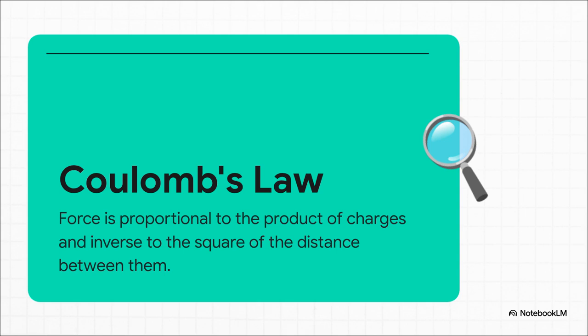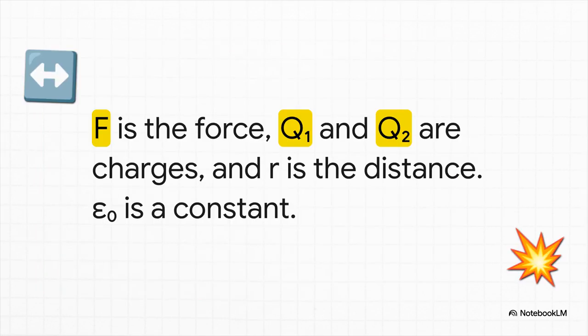It tells us the force between any two charges depends on how big the charges are, and this is the crucial part, it gets weaker with the square of the distance between them. So if you double the distance, the force drops all the way down to 1/4 of what it was. And here's what that looks like as an equation.